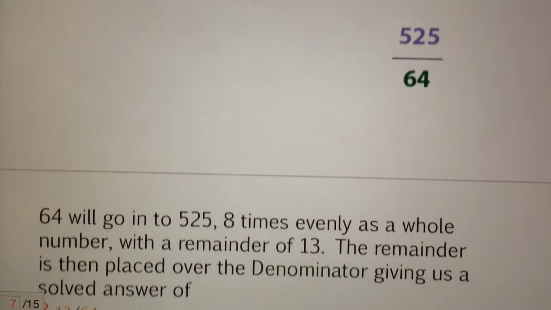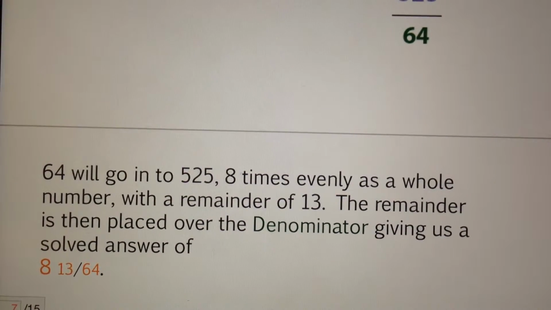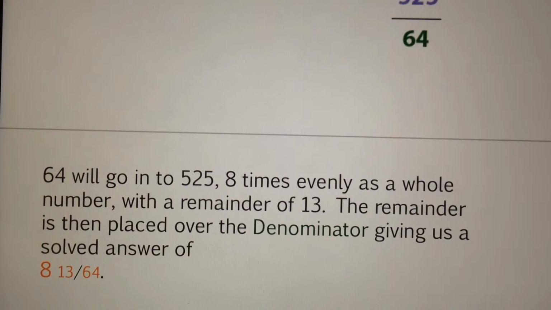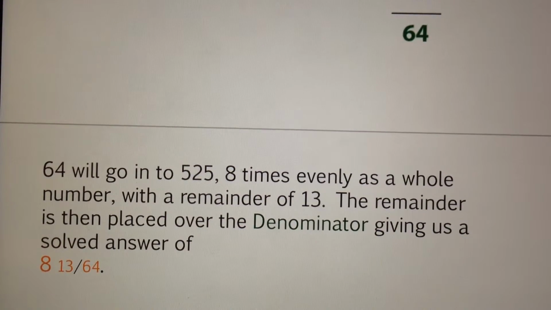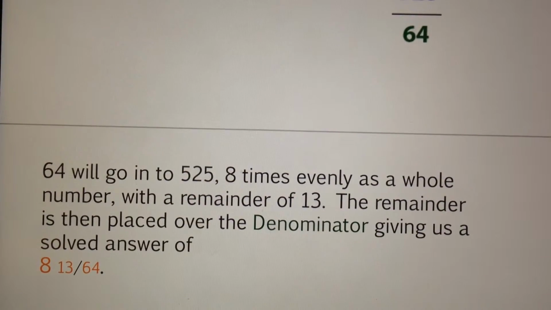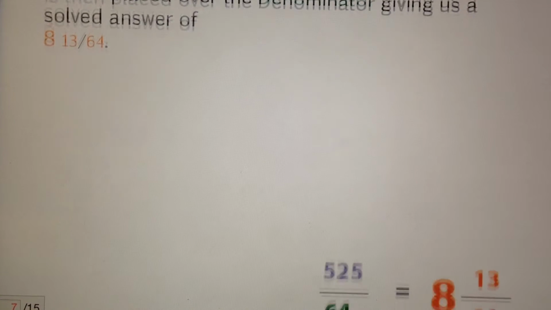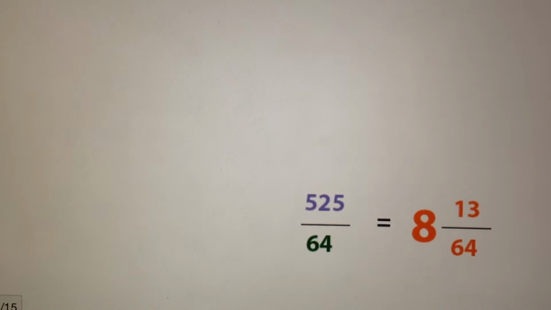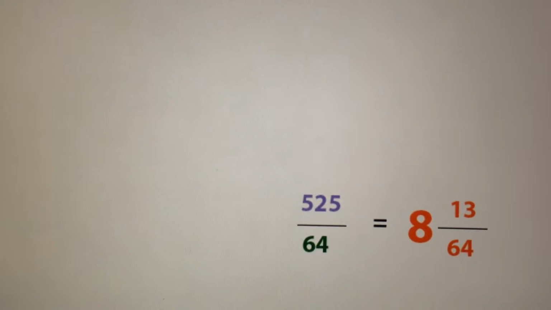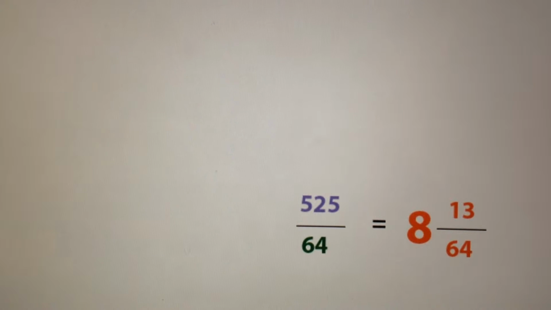So 64 goes into 525 8 times, giving us a new whole number. There is a remainder left over of 13. So we'll place the remainder over the denominator, giving us our solved answer of 8 13/64. So here's what that looks like. 525 divided by 64 again goes in 8 times evenly. 13 is your remainder, and it goes over that original denominator of 64.